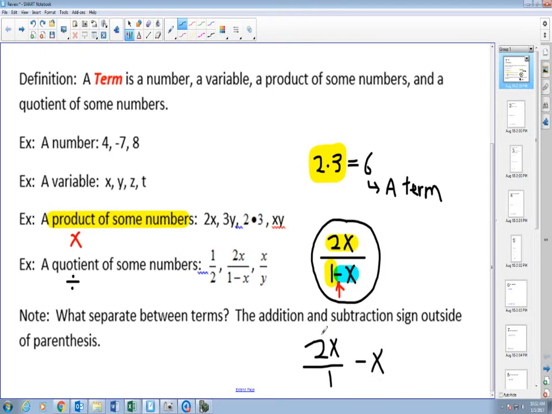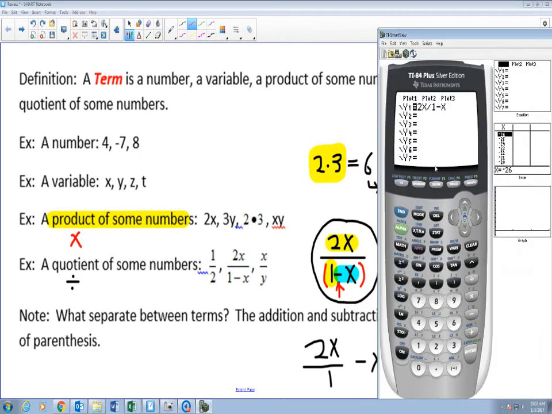So that means the calculator sees this problem as 2 terms rather than 1. Alright. And that's the reason why when I type in the 1 minus x in the calculator, I actually need them to be in the parentheses. Because in that case, the calculator sees the denominator as one term. Okay. So let's go back here. 2x divided by 1 minus x.